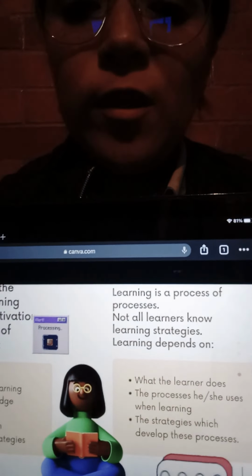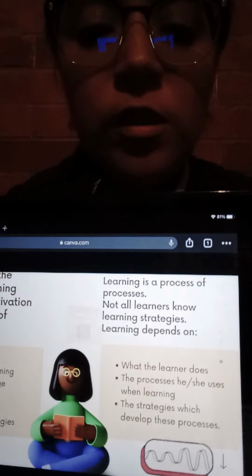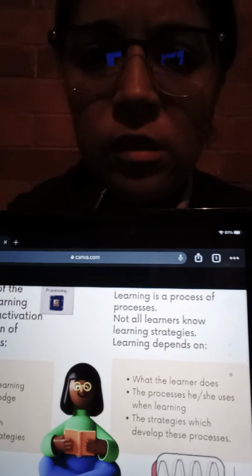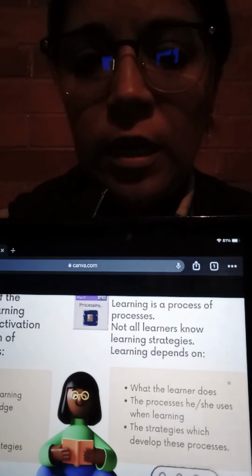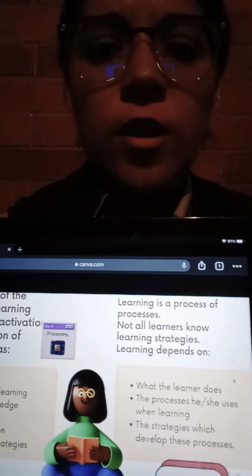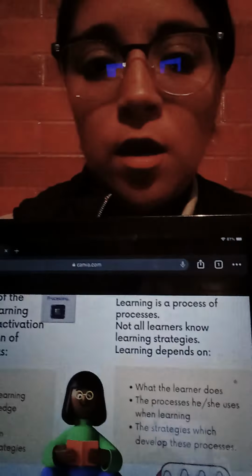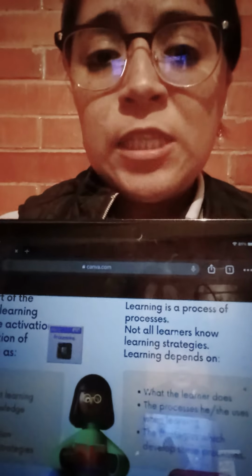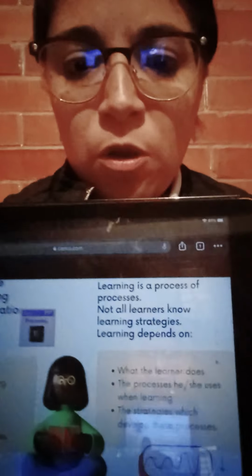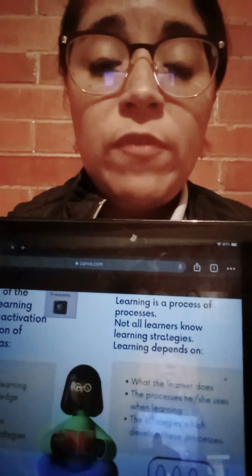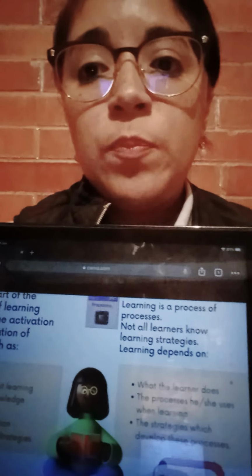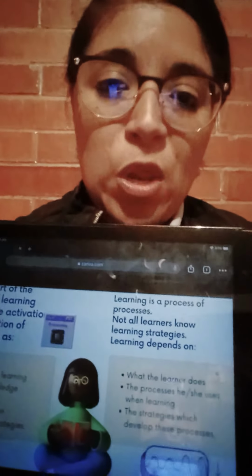Now, learning depends on what the learner does. It's super important to focus on what the learner does. Is he or she reading properly? Are they understanding what they are reading? Are they getting what they are reading? You know, if they read, and then the next week, are they going to keep on knowing what they learned? The strategies which develop the processes, and the process he or she uses when learning.